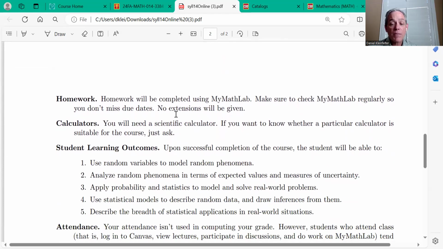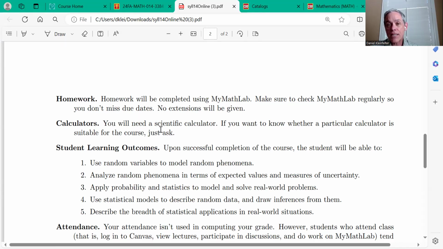Okay, homework is on MyMathLab. Make sure to check the due dates regularly. You may want to get a calendar for your classes or just this class to mark down due dates. A scientific calculator is sufficient. A lot of the work that we will do will be on the software that's built into MyMathLab.